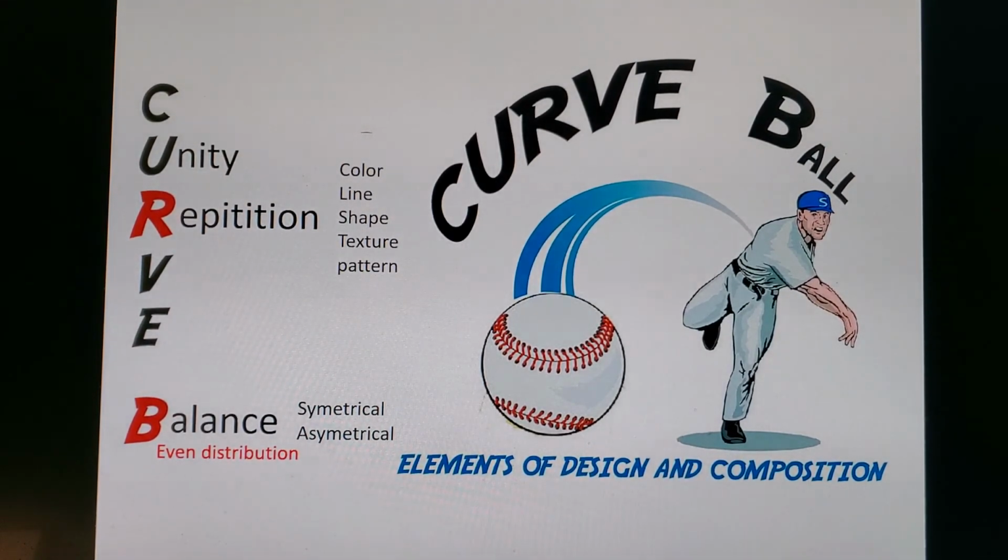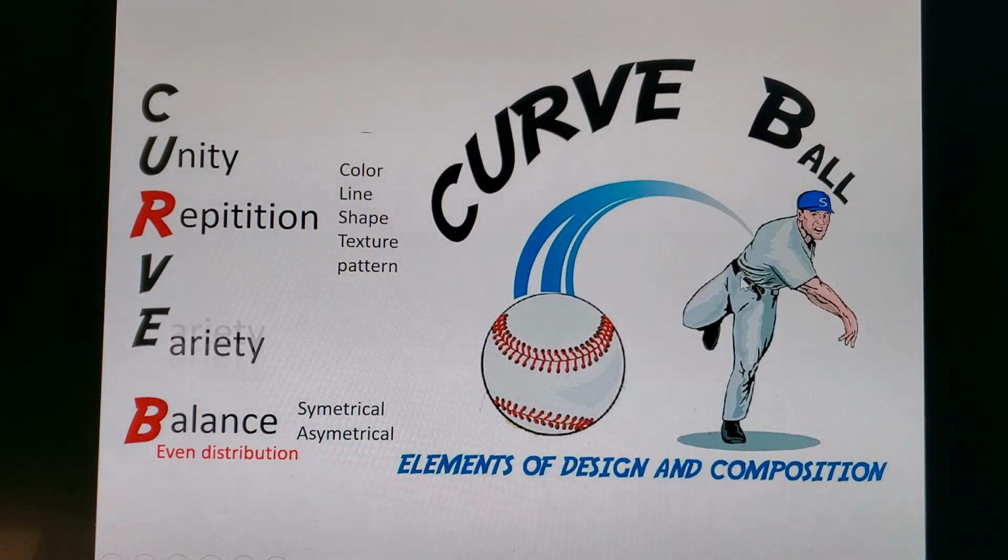Now texture might be like a sculpture might have a rough texture to it in one area and a smooth texture in another. But usually two-dimensional designs like this, we're not talking about texture. And patterns. This one really doesn't have a pattern. Also, look at the gray that's kind of in his jersey. That same sort of bluish gray is in the ball here as well, okay?